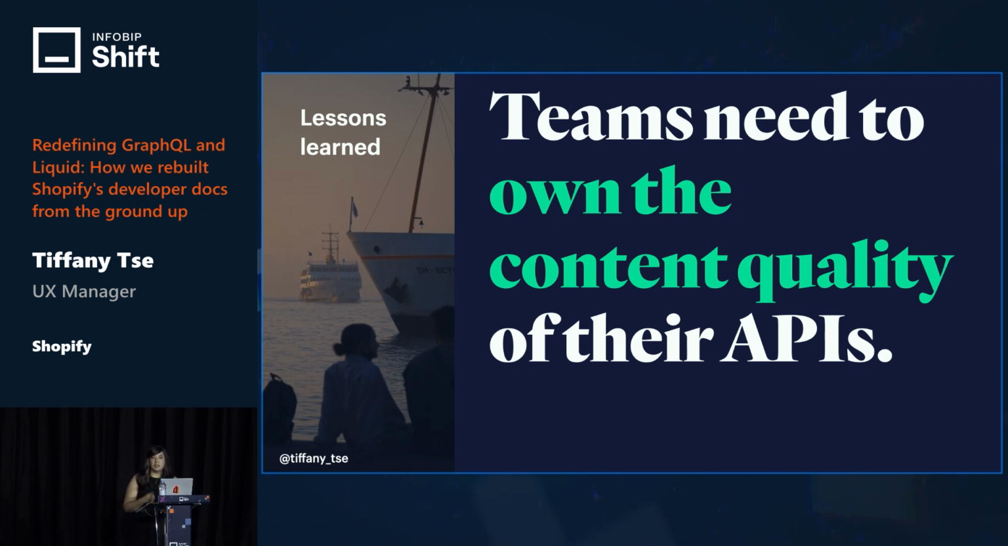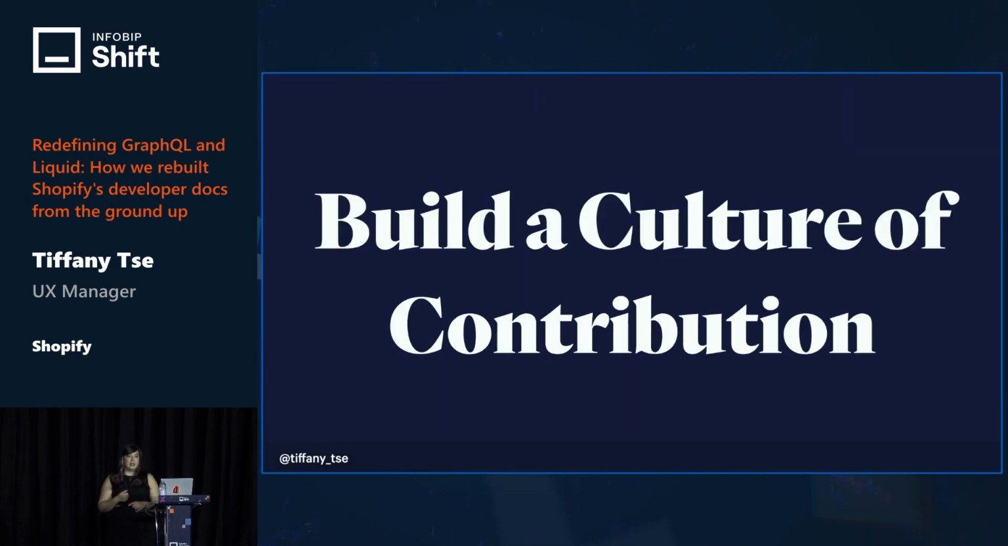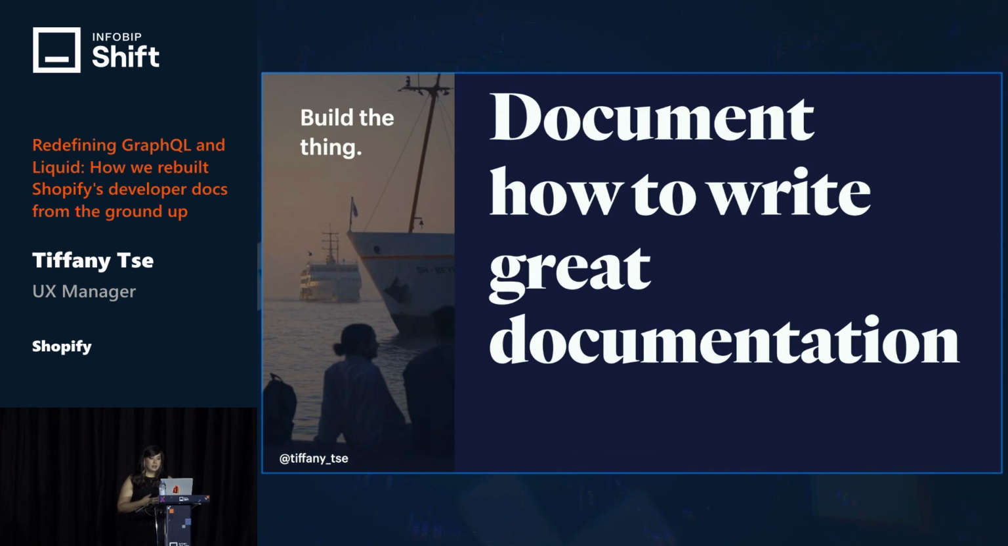Teams need to own the content quality of their APIs, and you need to build a culture of contribution. There's no way that one team, the docs team or whatever team that is, can own everything. It's just not possible. And so the way that you keep documentation up to date, or the way that you make sure that your references and APIs are up to date, is making sure that everybody feels responsible for those things collectively. The other thing you need to do is document how to write great documentation. If you don't do that, teams don't know what to do. And so they'll do the least that they can.